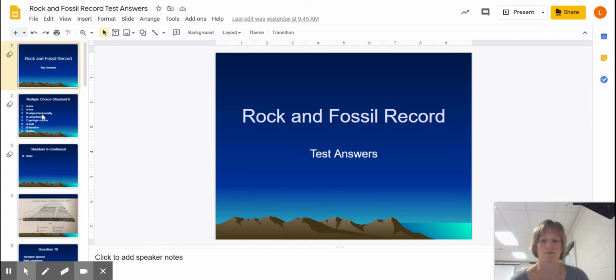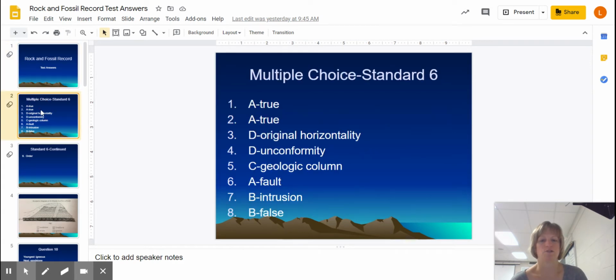And I wanted to go over that with you. So the first question there says that the principle of superposition states younger rocks are on top of old rock layers. That is for sure true. And number 2 is also true that relative dating is putting events in order. So the superposition, that's what it does. It says younger above older, and it is for sure a relative dating technique.